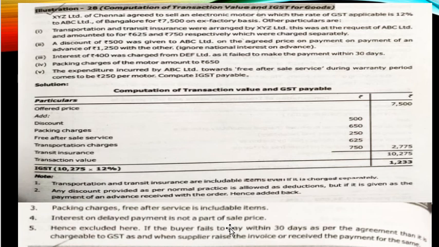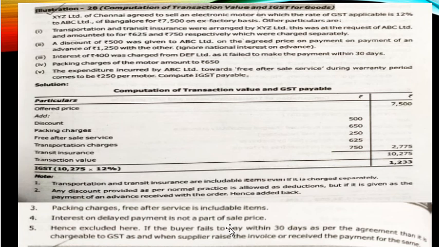Other particulars: transportation and transit insurance were arranged by XYZ Limited at the request of ABC Limited and amounted to rupees 625 and rupees 750 respectively, which were charged separately. A discount of rupees 500 was given to ABC Limited on the agreed price on payment of an advance of rupees 1,250. Ignore notional interest on advance. Interest of rupees 400 was charged from DEF Limited as it failed to make the payment within 30 days.